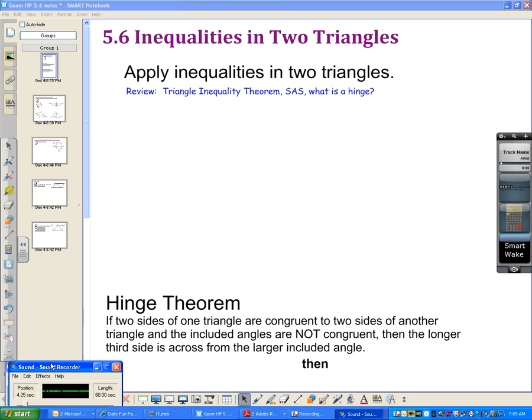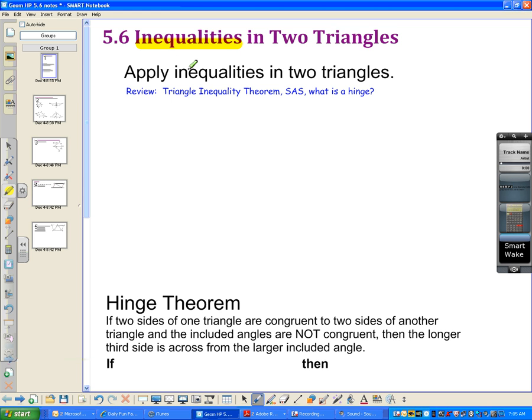Okay, we're skipping around a little bit. 5-6, we're talking about two triangles like we've been for a while now, but we're not going to talk about congruent triangles today. We're going to talk about inequalities in two triangles. So again, the inequalities, that word does not mean that these triangles are congruent. So we're going to talk about what happens when those triangles are not congruent.